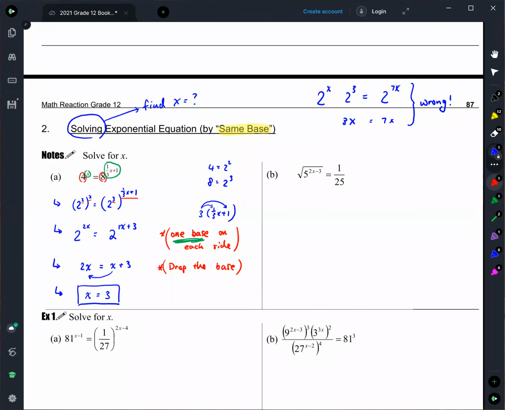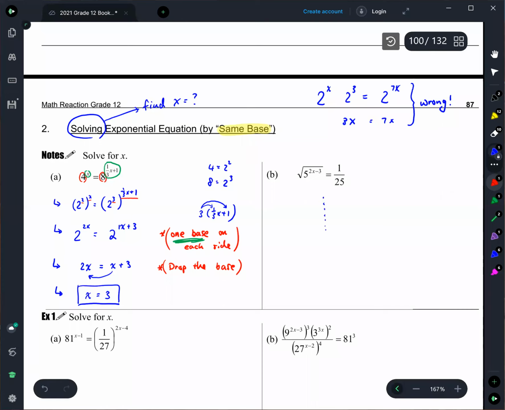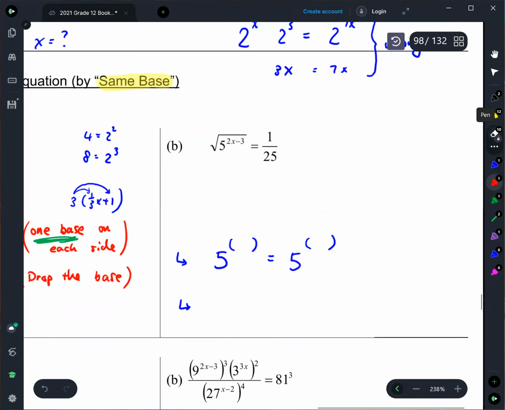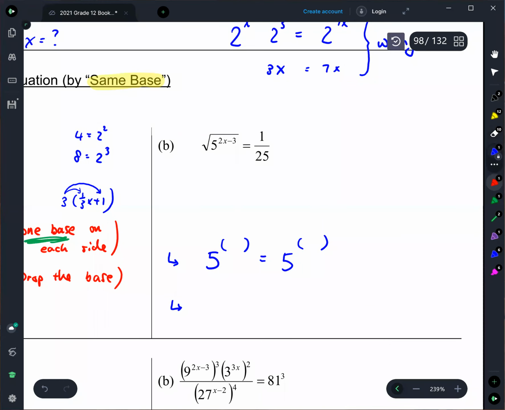The other side, you have a 1 over 25, right? But then 25 has to do with the 5, right? So somehow, after a few steps, you should have 5 to the something equal to 5 to the something, okay, before you can drop the base. All right, so remember, don't drop it too early. All right, so I'll let you guys try this out.